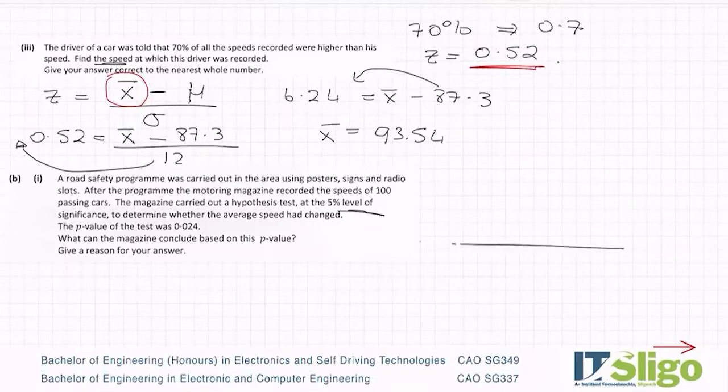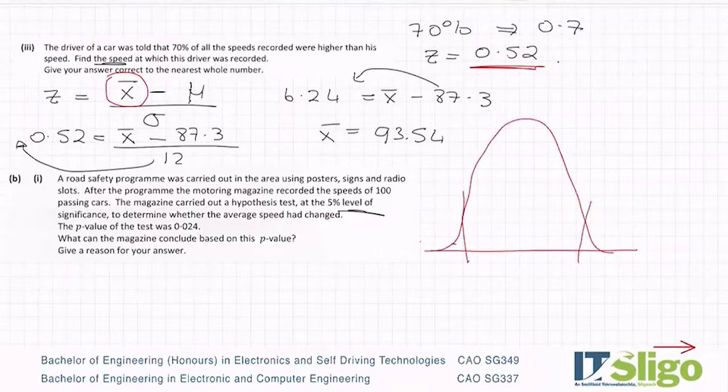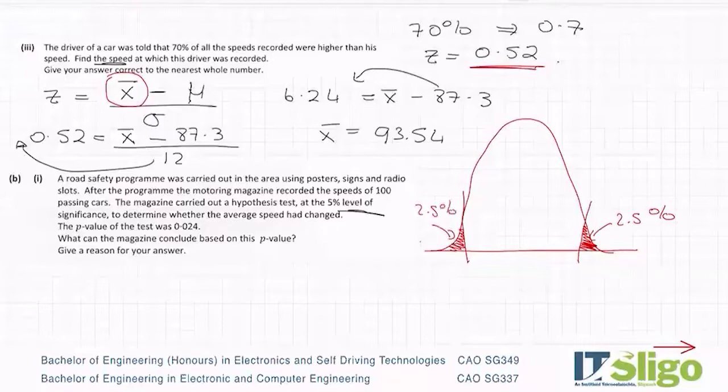Okay, so to answer this, I would draw any normal distribution curve, okay, and I would color in the two pieces out here, which is 2.5% and 2.5%. So as a decimal, because they gave me decimal in the question, this is 0.025, 0.025.